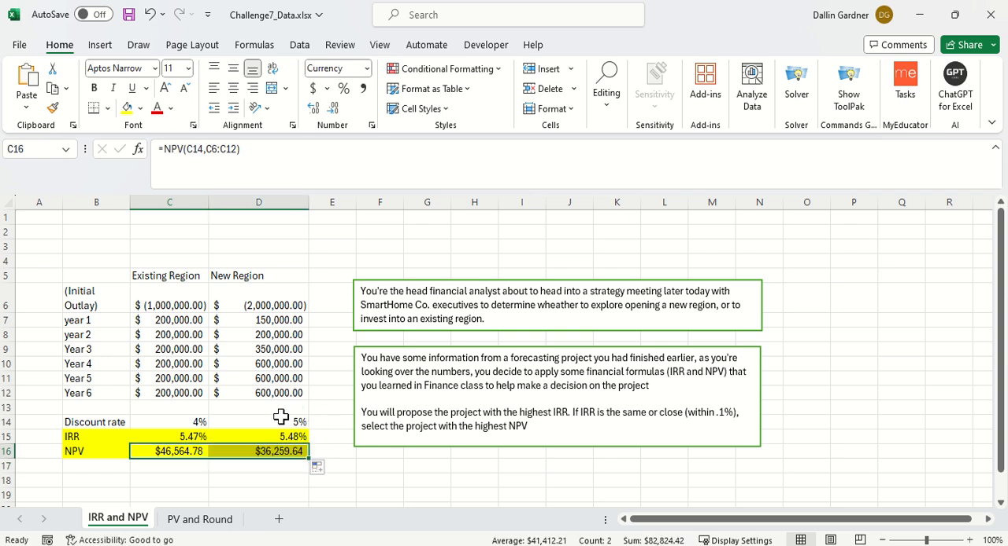The discount rate is a little higher here just because I guess they think moving to a new region is going to be a little bit riskier. But we've determined here that the net present value of expanding within one of their existing regions is higher than it would be to expand to a new region. And so we're going to go ahead and select this project.